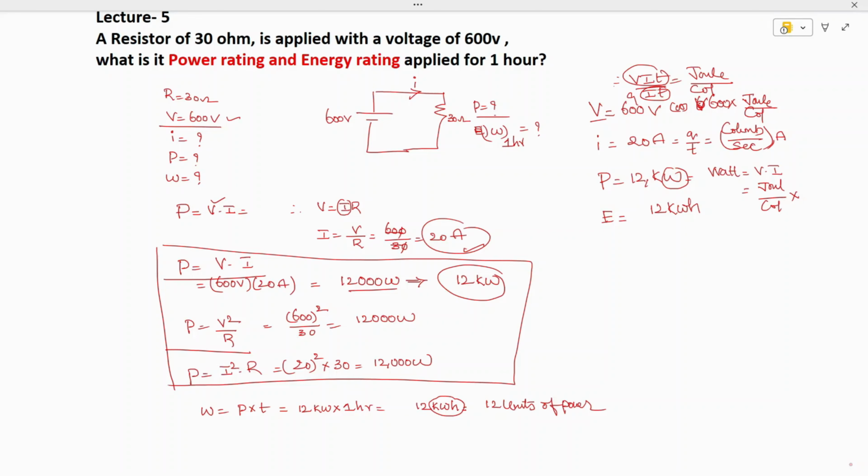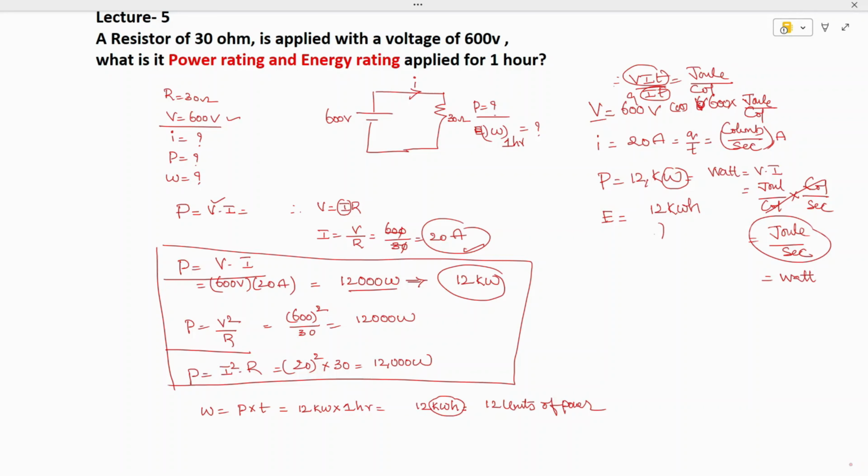And what is the unit of current? This is nothing but coulomb by second. So coulomb cancels. The ultimate unit of power is joule by second. This is one more unit, and the standard form of representation is watts.